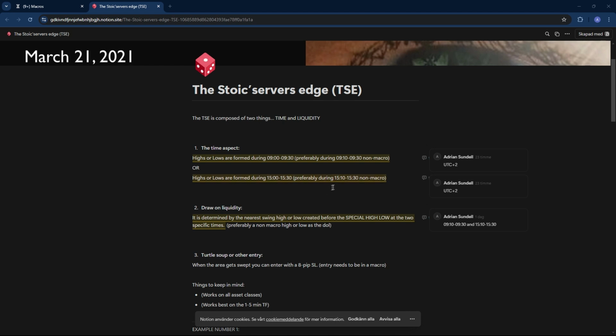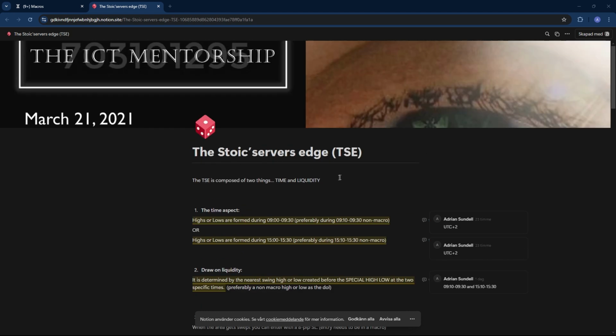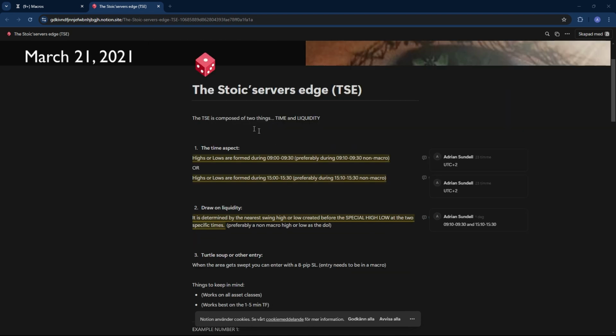As you guys can see, this is pretty much what you will find when you load it up. This is my Stoic Server's Edge, which translates to TSE. So the Stoic Server's Edge, right? It should be TSSE, but TSE is a good name, right? It's a real perfect name.